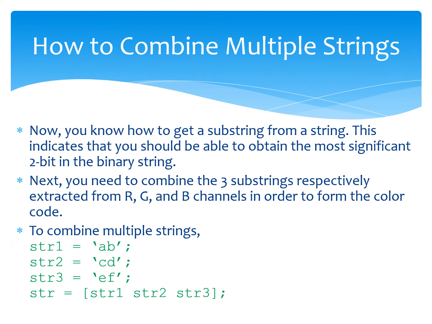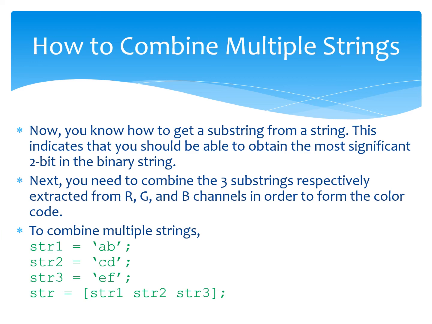The third step to obtain a 6-bit color code is to combine the 3 most significant 2-bit substrings extracted from the R, G, and B values. To combine the 3 substrings to form a 6-bit binary string, we can simply concatenate the 3 substrings as shown on the screen.